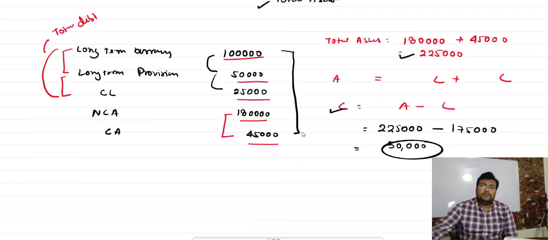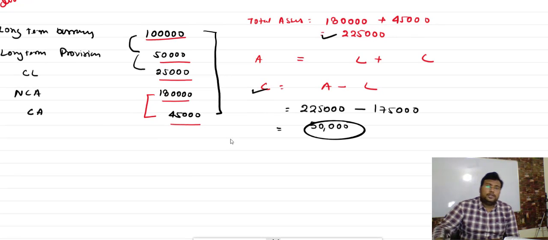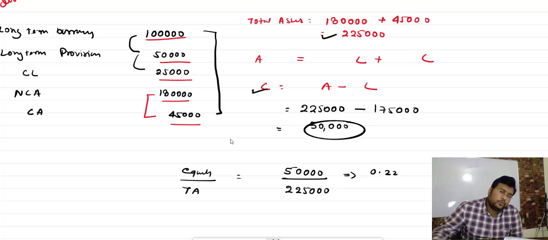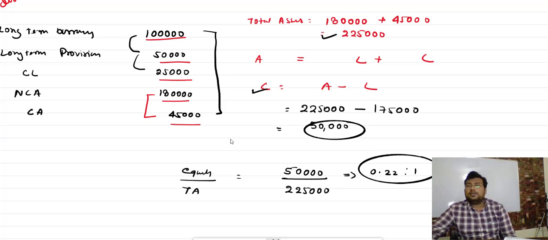So the formula will be equity divided by total assets. Equity is 50,000. Total assets is 2,25,000, and this will come to 0.22. 0.22 is to 1. So this is the answer.